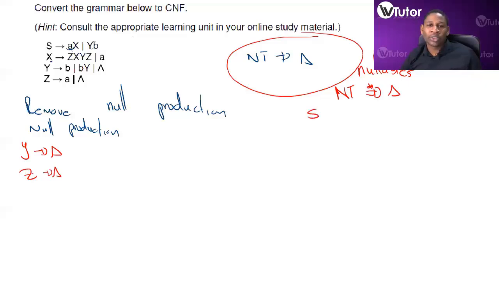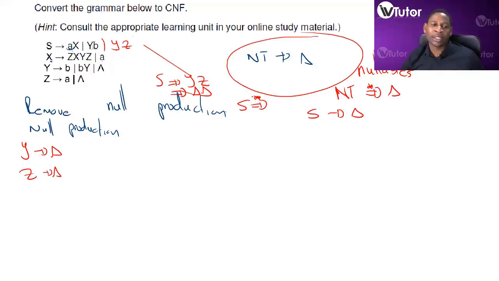Say we've got S goes to YZ, right? We know that Y goes to null, and Z goes to null. So eventually we are saying S eventually goes to null. Then we would say that S goes to null is a null production.